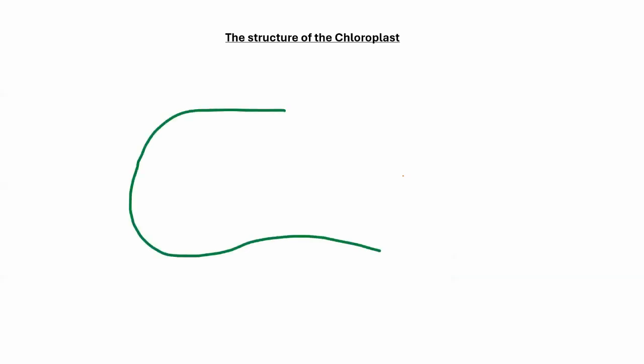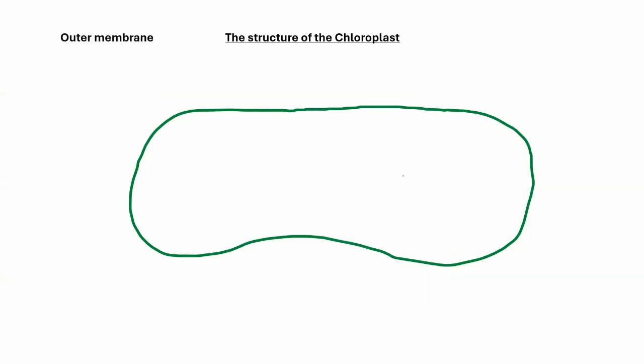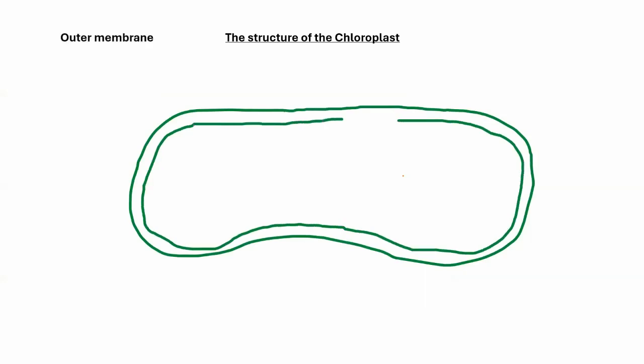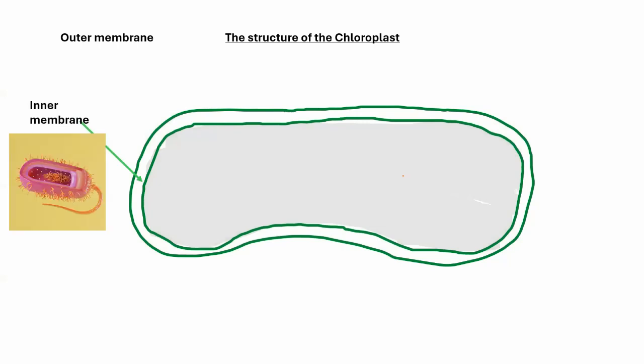So let's go. Here we have the outer membrane, followed by an inner membrane, sometimes called a double membrane or an envelope. And that's why it's found in eukaryotic cells. You wouldn't find that in a prokaryote because you don't really find double membrane bound organelles in prokaryotes.